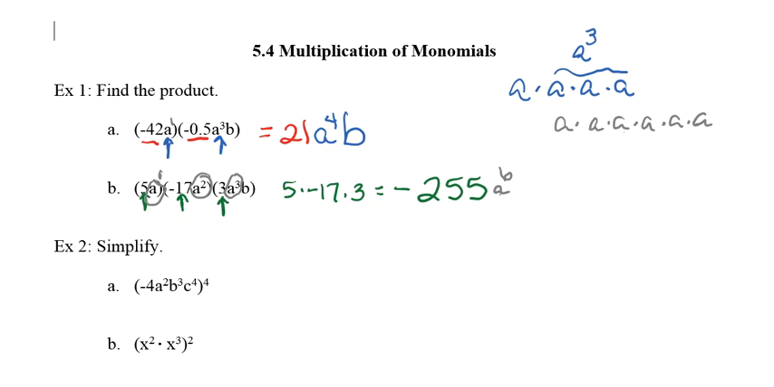I have a variable of B, but the only one I have is back here in this last term, so it's just going to be B. If I had more than one B, I would put them together just like I did the A's.